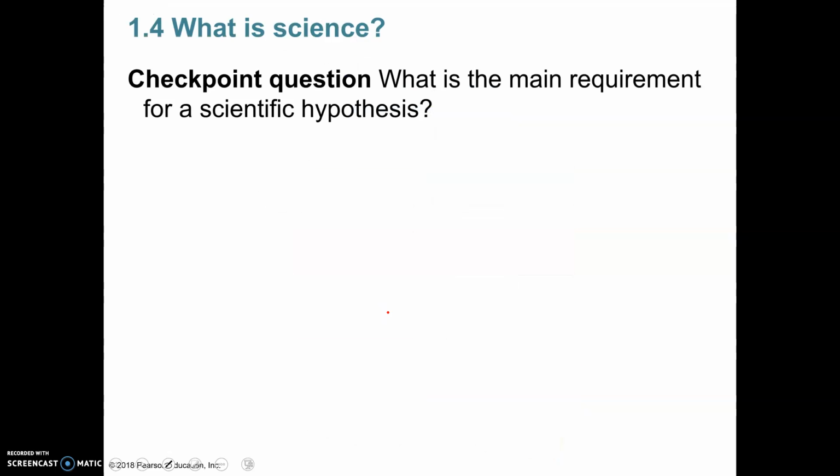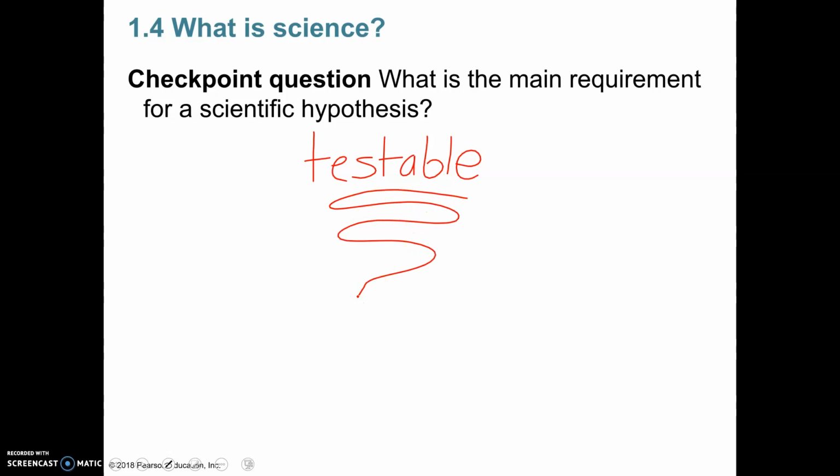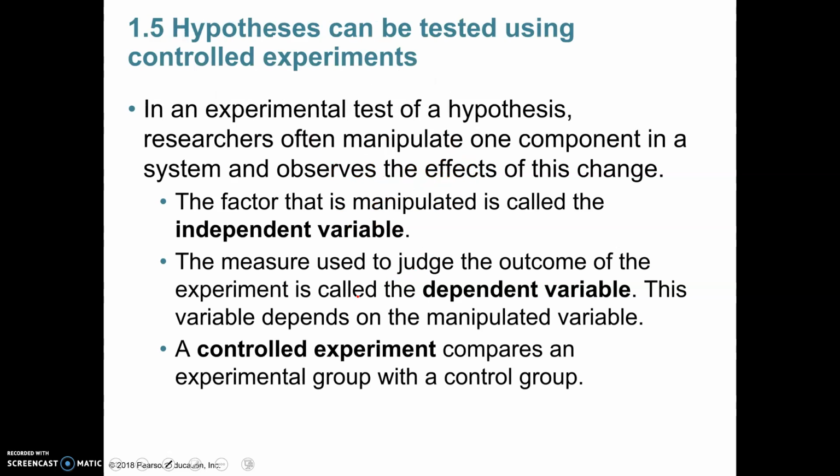All right, so the main requirement for a scientific hypothesis, and this is important, make sure you know this, is that it has to be testable. You can't answer questions about things like ethical dilemmas. You know, is communism evil? There's no way to really test that. That's not a scientific question. So whenever we come up with a hypothesis, the flashlight is out because the bulb is burned out. Is that testable? Yes. We can actually set up an experiment, replace the bulb, and then look at the results.